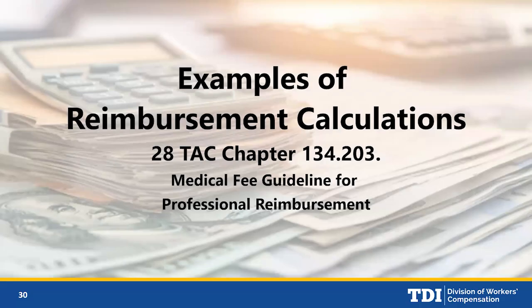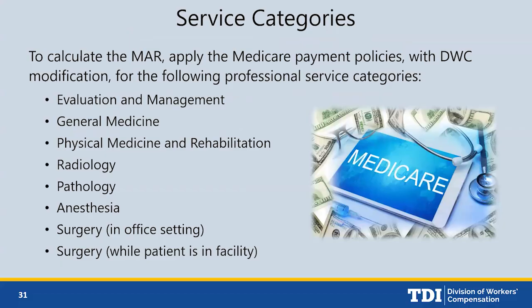Examples of reimbursement calculations coming out of 134.203. You're going to apply the Medicare payment policies with a DWC modification, which I will explain to you for the following professional service categories: E&M, evaluation and management, those are office visits, general medicine, PM&R, which is physical medicine and rehab, radiology, pathology, anesthesia, surgery while your patient's in the office, or your bill associated with your patient being in a facility.